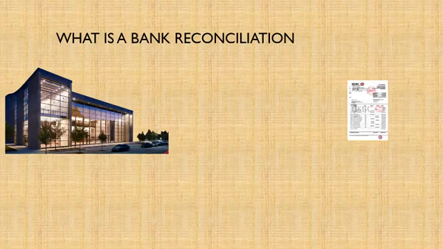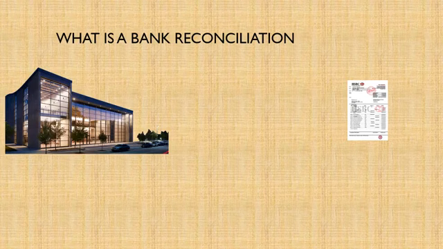What is a bank reconciliation? Before we get deeper, what is to reconcile? To reconcile is to make one thing compatible with another. In other terms, we are trying to make two things match. In accounting, they say accounts have to balance. So certain transactions have to match.